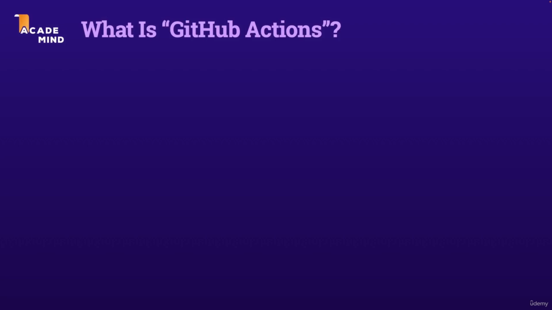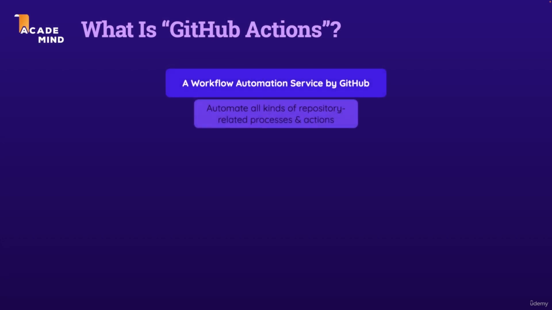So, what is GitHub Actions, or what are GitHub Actions? Well, it's a workflow automation service offered by the GitHub company. So, GitHub is a company, and that company offers a workflow automation service called GitHub Actions. And this service allows you to automate all kinds of repository-related processes and actions.